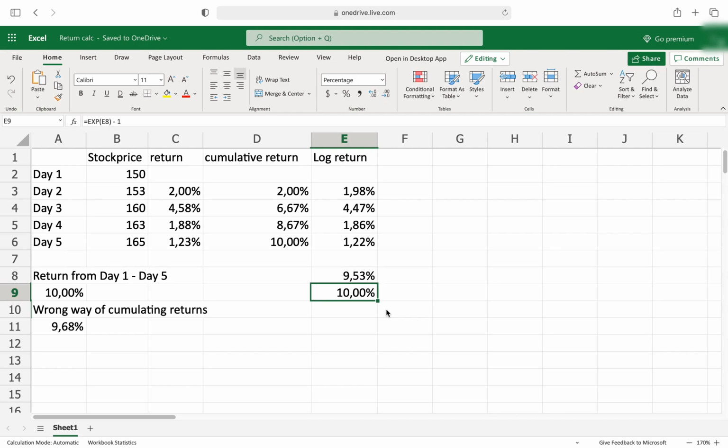Pretty nice, right? Now another cool feature which is relevant in distribution properties of stock returns is the symmetry of log returns. Therefore, let's take an example.